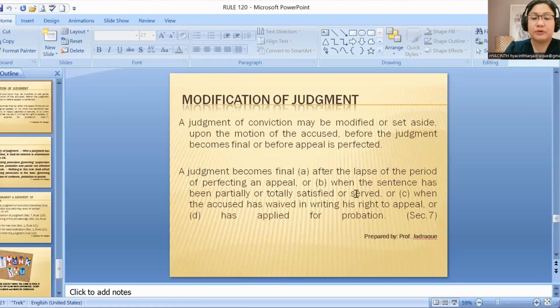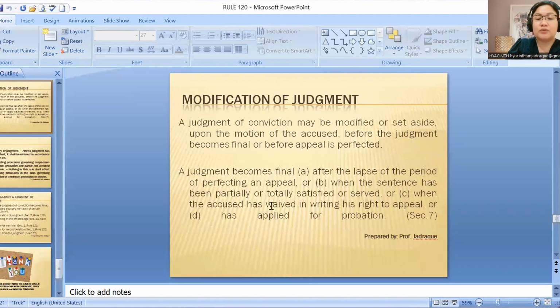So, if that is already satisfied, or records would show that you have fully served your sentence because your preventive imprisonment is sufficient to cover the penalty imposed by the court, and usually your preventive imprisonment is actually more than the prescribed penalty that can be imposed by the court, then the judgment of conviction there is considered to be final right then and there. In fact, you have satisfied or fully served your sentence.